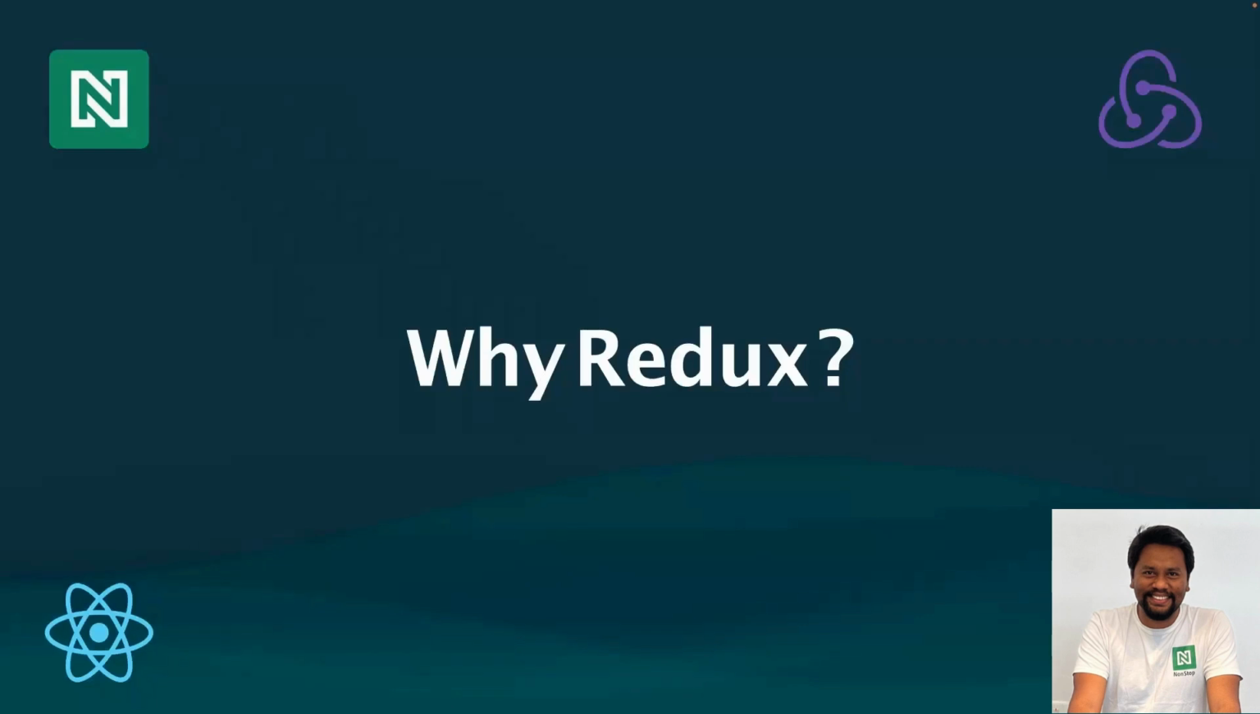The other one is it has predictable state. Now, what does predictable state mean? You will always know what and how the state of that store changed. That is because the state is always read-only in Redux.